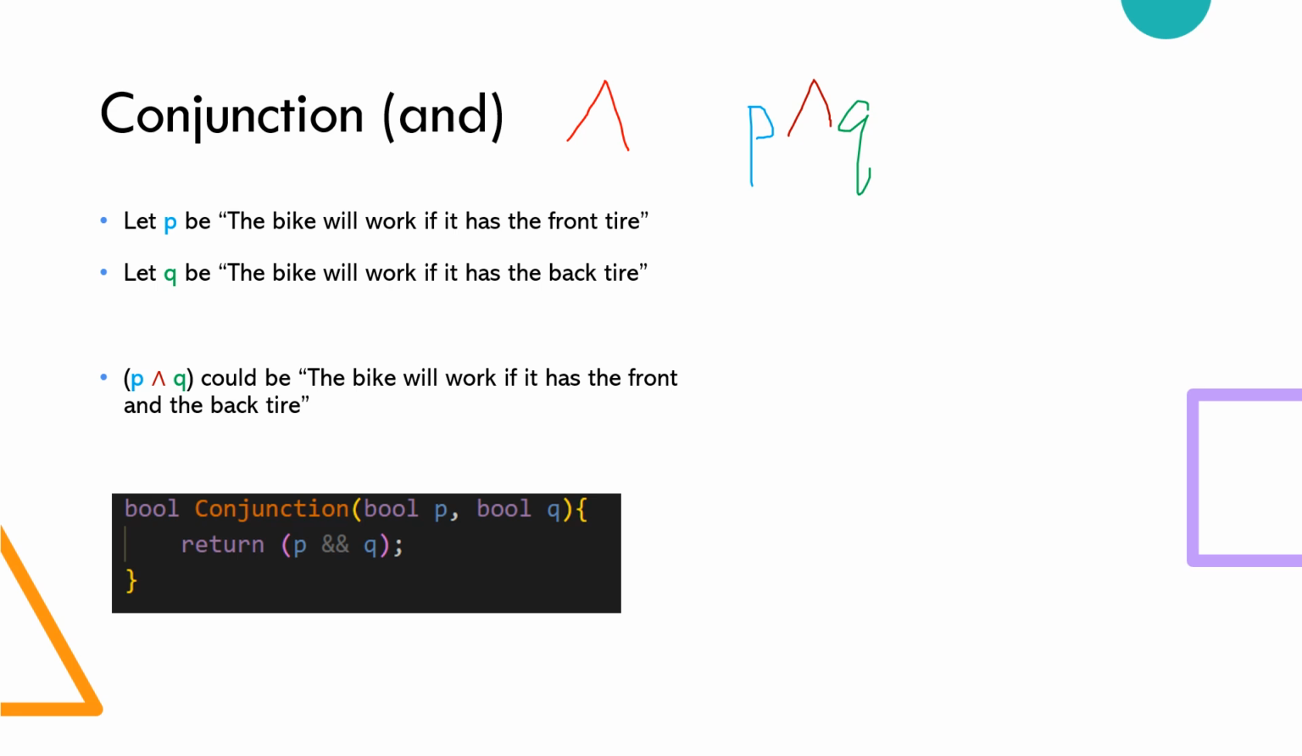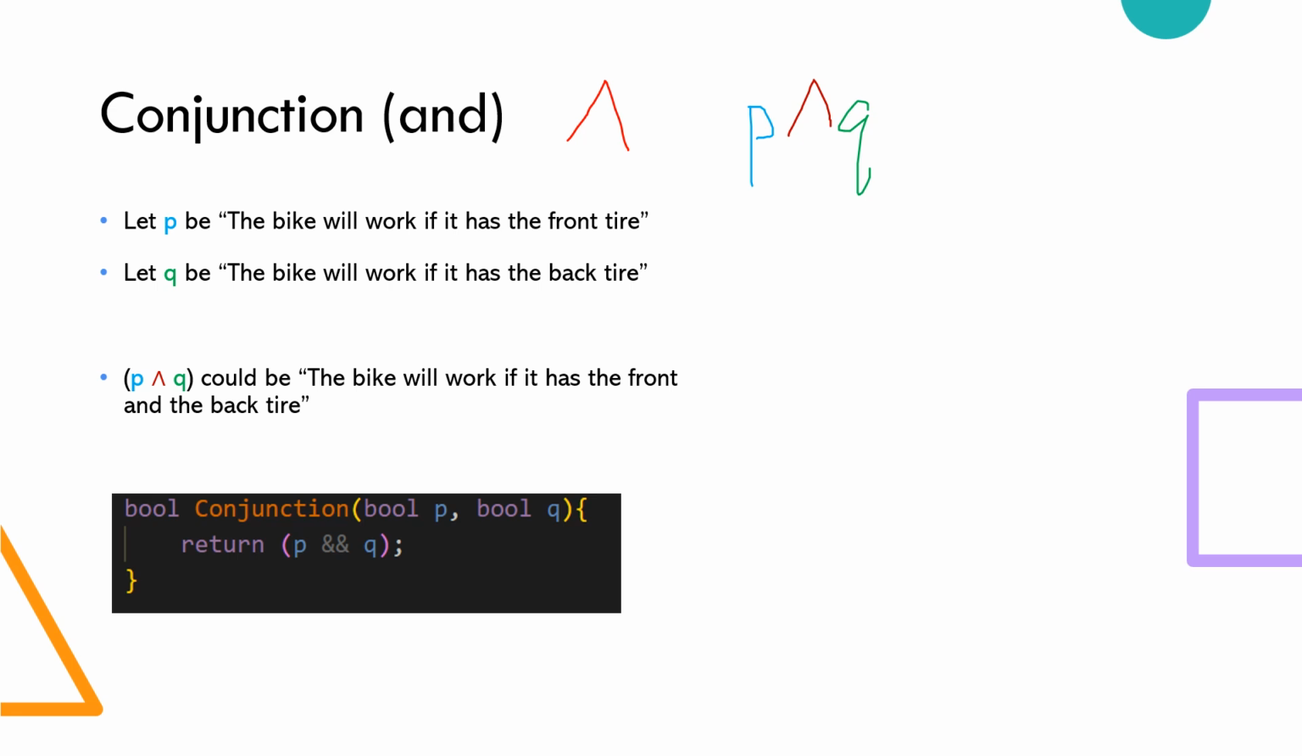So if P is a proposition, the bike will work if the front tire is working. And like Q, the bike will work if it has a back tire. The compound proposition P and Q would be the bike will work if it has both the front tire and the back tire. Okay, so that was an example.